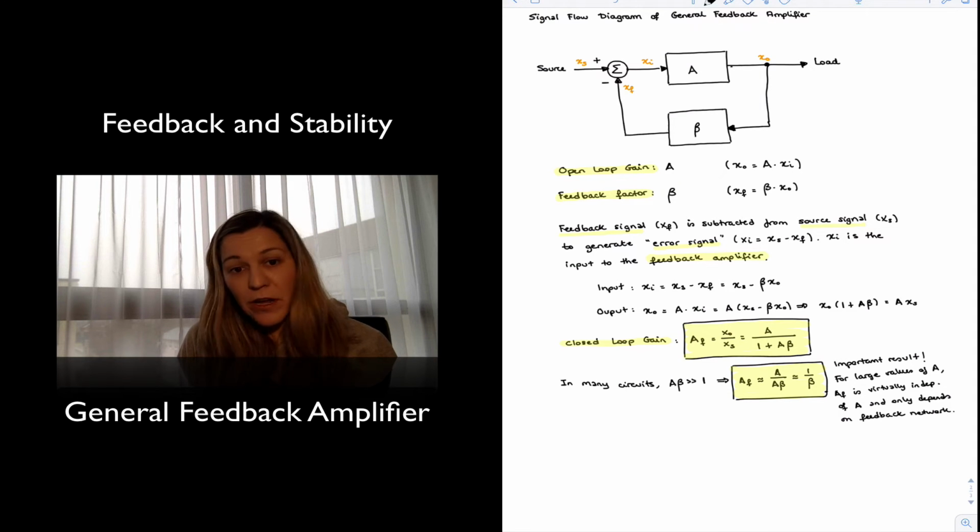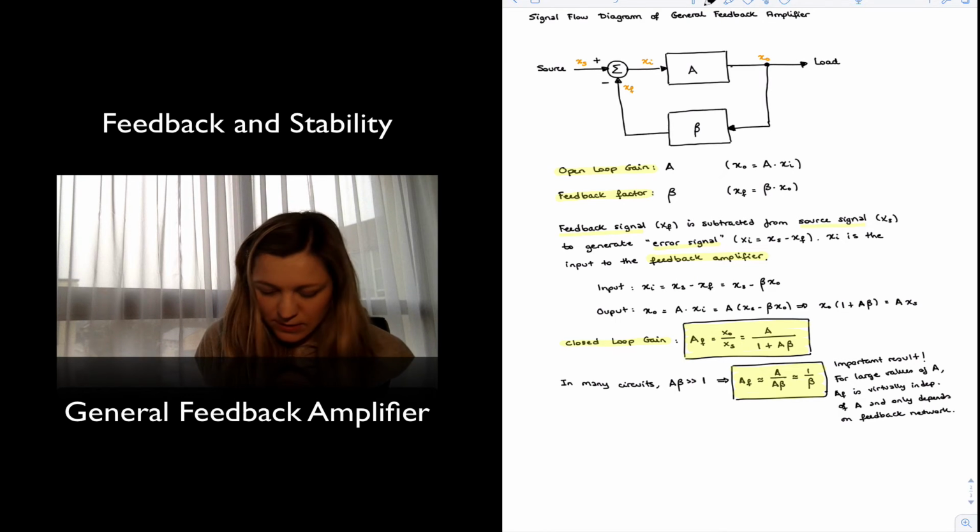And so basically what I have done is it's called gain desensitization. So I have made the gain of my amplifier much less dependent on process parameters, or much less dependent on the open loop gain. The trade-off there is that I have given up some gain. Obviously, my closed loop gain, A sub f, is going to be the open loop gain divided by a factor of 1 plus A times beta. And so it's going to be smaller than simply A, than simply the open loop gain. And so I have traded gain for stability.